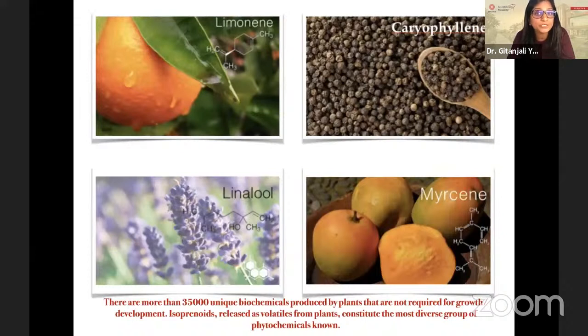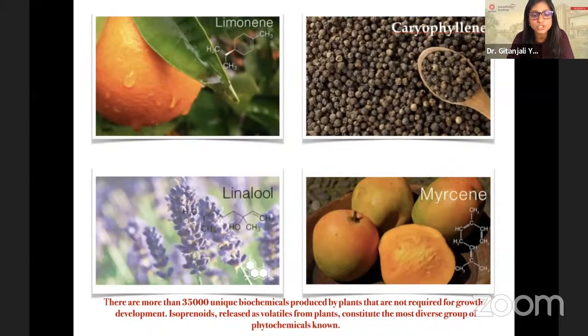Okay, so in all this, I could tell you countless stories, and you could read much more about the kinds of stories of plants and the chemicals that plants produce and how those chemicals help plants. But overall, in general, in the world, as far as we know, there are more than 35,000 unique biochemicals that are produced by plants that are not required for their growth or development. So this is not for their growth and development. It is for the secondary adaptations, for communicating with the rest of the world.